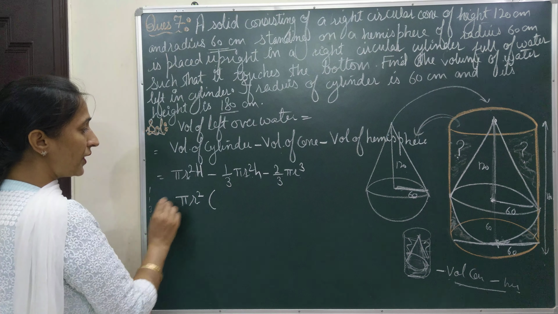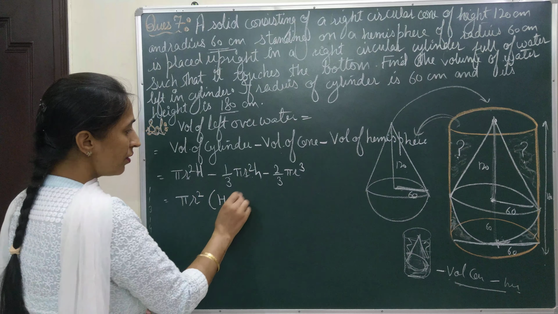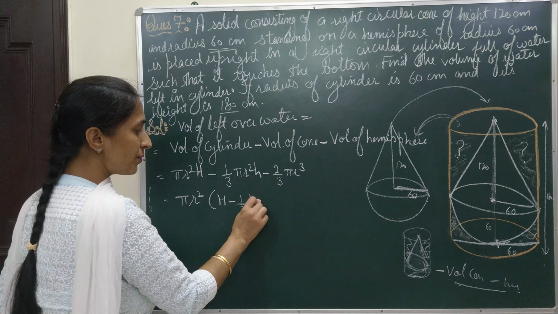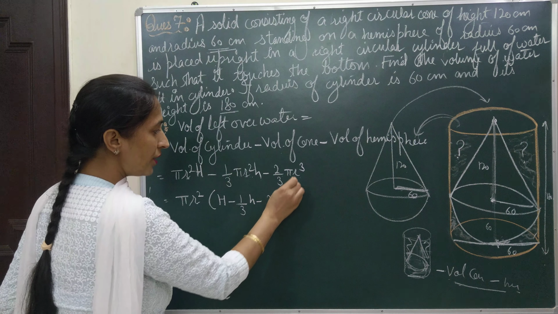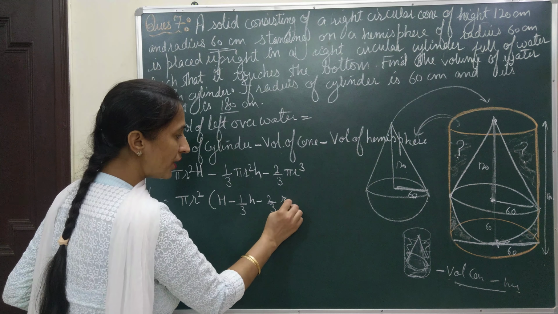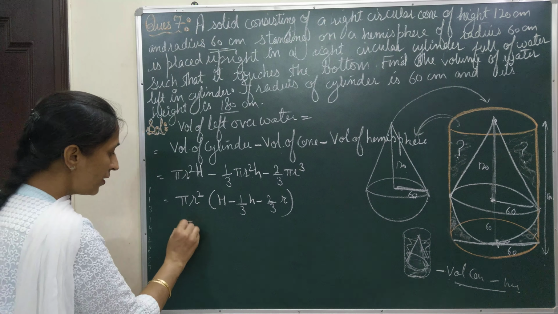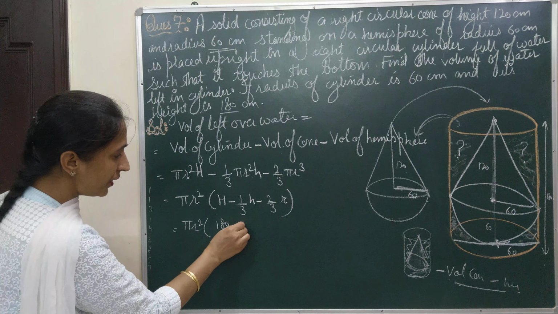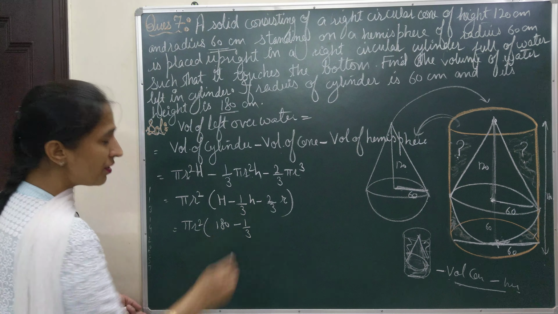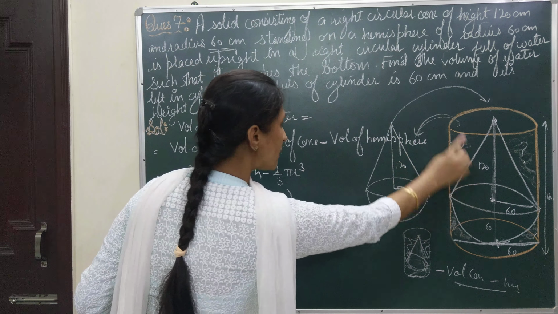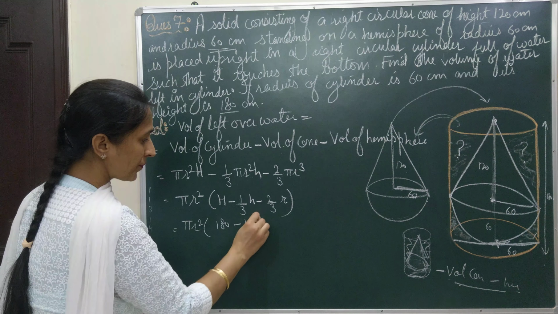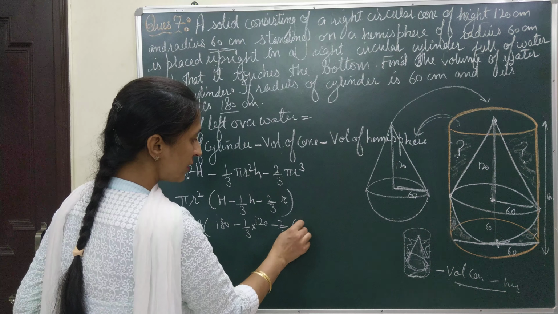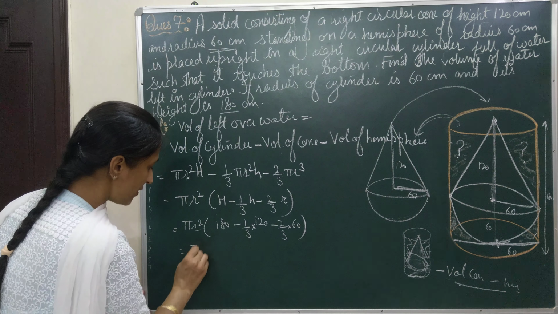Now what things are remaining inside? One is capital H, one is 1/3 pi and r square are out, so h is remaining, minus 2/3 pi r square are gone, so one single r is remaining. Okay, it will be pi r square. Now what is capital H? It is 180, minus 1/3. What is small h? It is the height of this cone, so it is 120, minus 2/3. What is the radius? It is 60. So I can solve it.